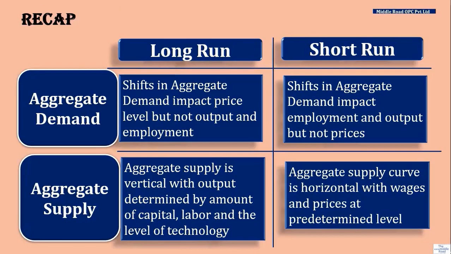Now a quick recap between long run and short run. You see aggregate demand. In the long run, aggregate demand impacts price level but not output and employment. In the short term, prices are sticky. The prices of a lot of products are sticky. Not everything is sticky. Therefore, it impacts employment and output but not prices. We have, I think, covered before that aggregate supply in the long run is determined by the amount of capital, labor and level of technology. The production function we had touched upon in one of the modules. I suggest you look at it.